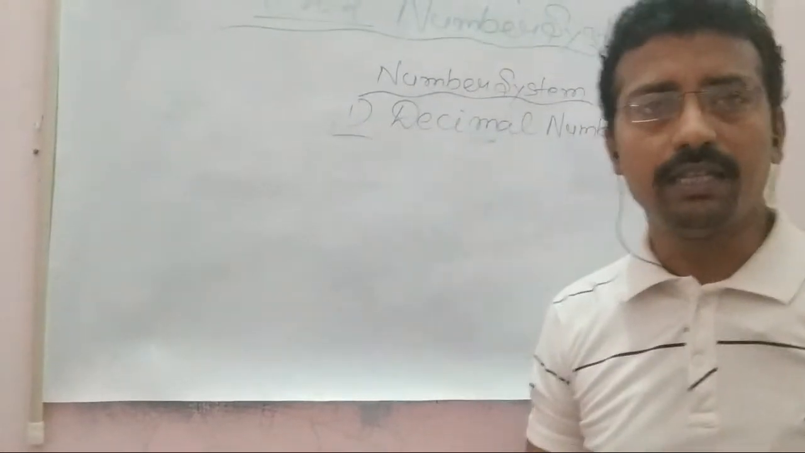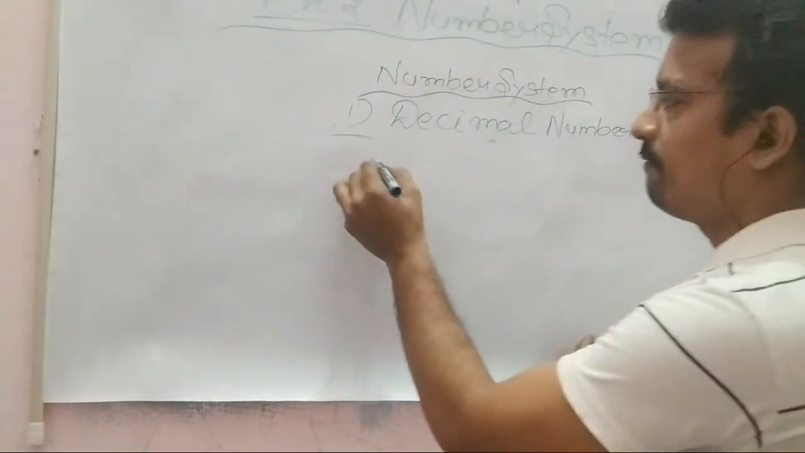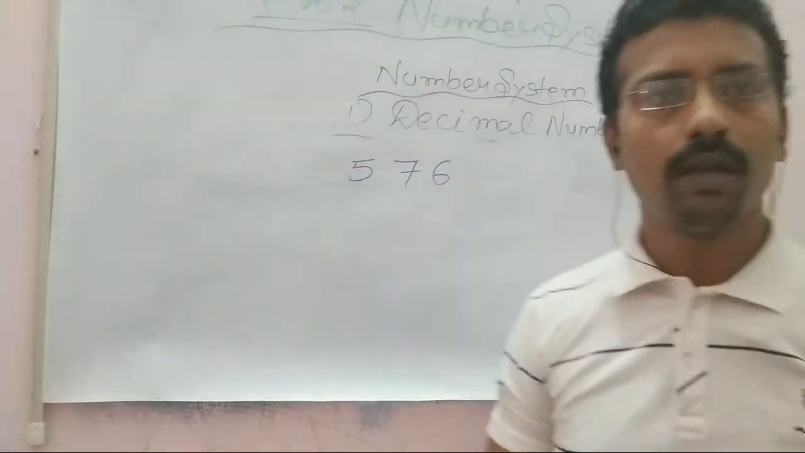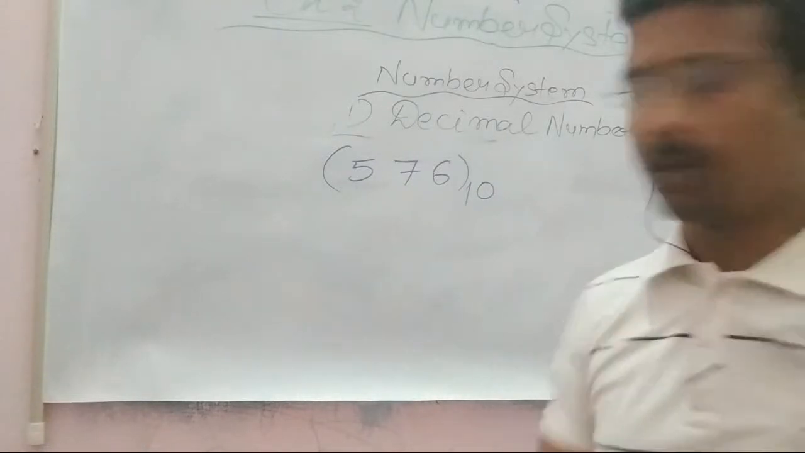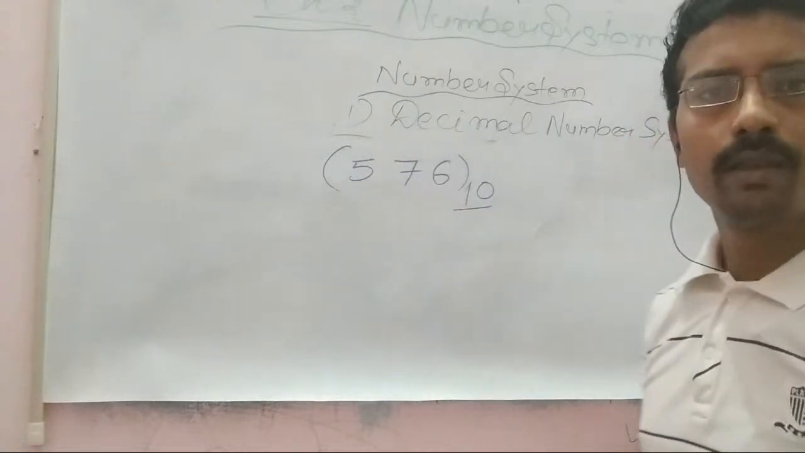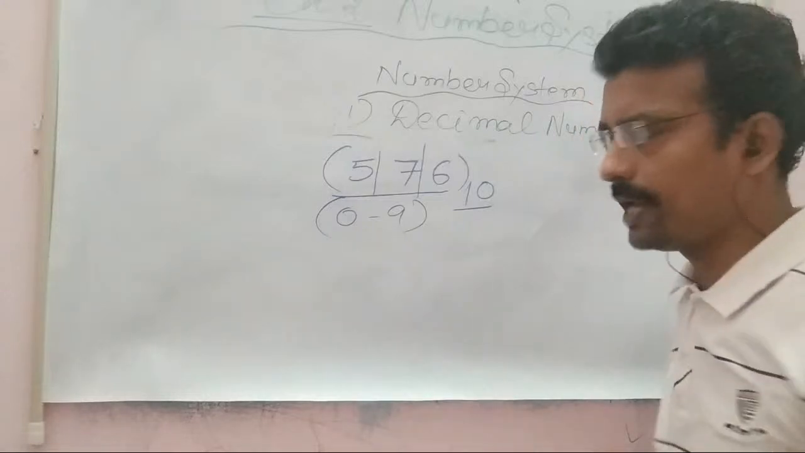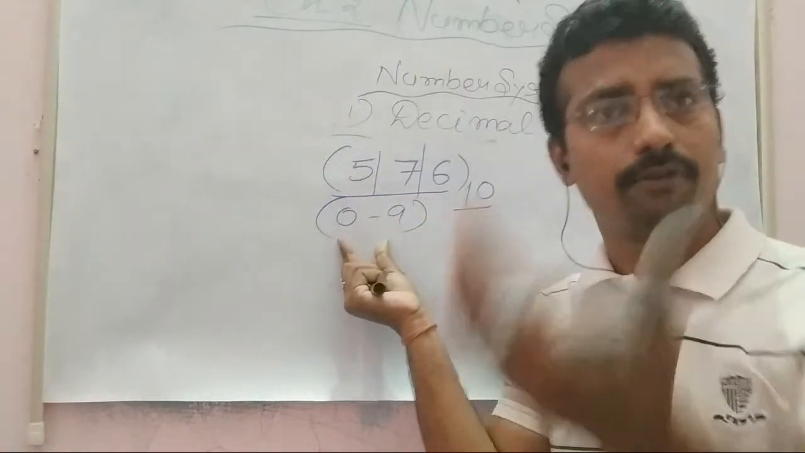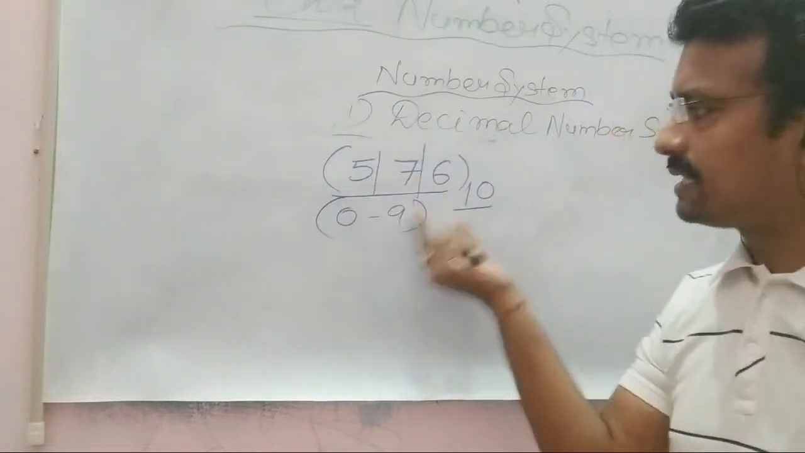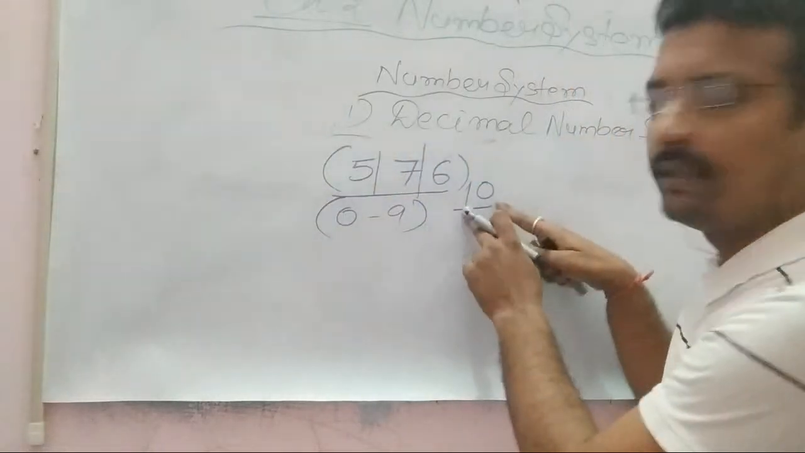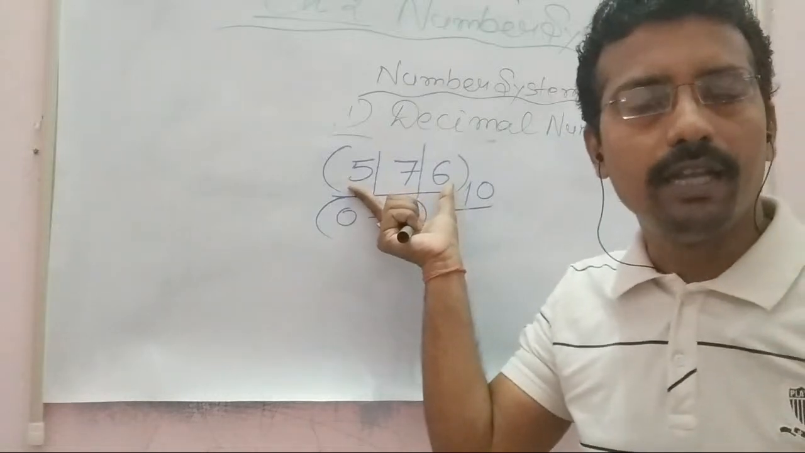Before going further, we will see some examples of decimal numbers. For example, we have written 5, 7 and 6. I said this is a decimal number, and the base is 10. Base 10 means each digit represents a value in the range from 0 to 9. Tell me, is 5 not from this range? Yes, from this range. 7? Yes. 6? Yes. So all the digits come from this range. This number has been generated by the range 0 to 9, meaning base value 10. So this is an example of a decimal number.